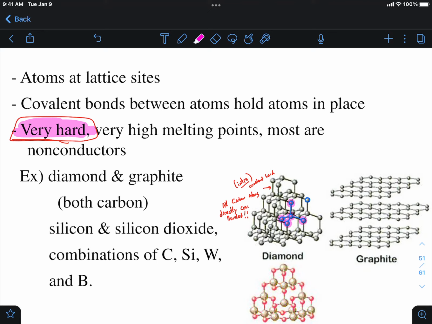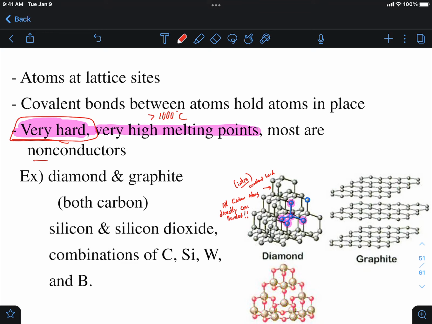Now, if they're that strongly attracted, then it's really hard to get these to loosen up and separate. Meaning it's really, really hard to melt it. Very high melting points. When I say very high, I'm talking like greater than 1,000 degrees Celsius. 1,200 degrees Celsius, 1,400 degrees Celsius. Thousands of degrees Celsius. That's what I'm talking about. We cannot melt anything that is network covalent here in this lab. We can't. We don't have anything that gets that hot, right?